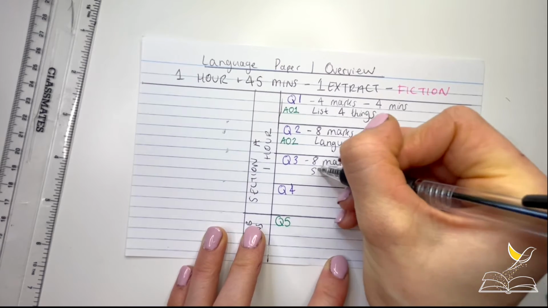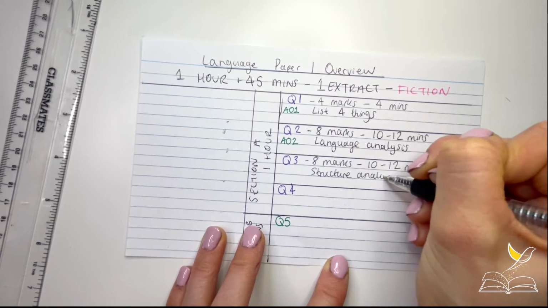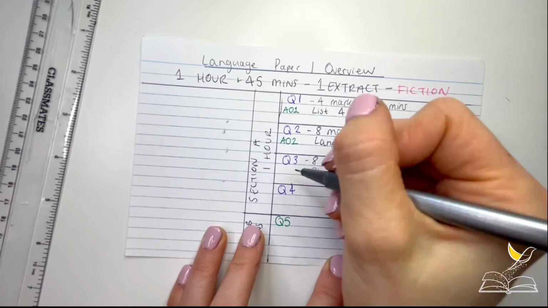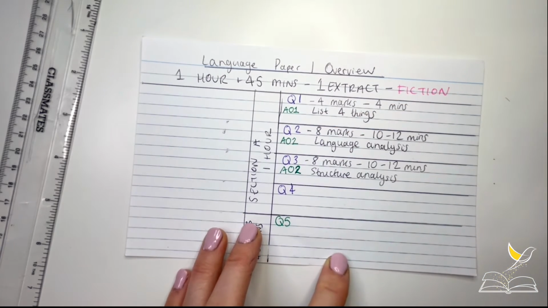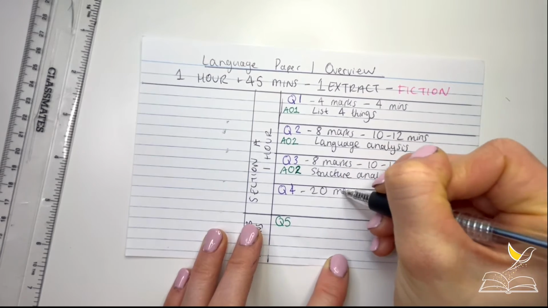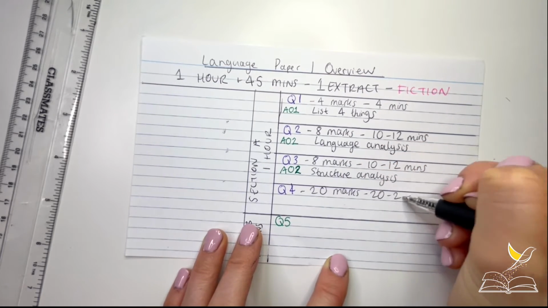You'll also notice that I'm adding the AO number next to each question, which is the assessment objective that it assesses. If this doesn't mean anything to you at this point, don't worry, because I'll explain it for each question. So feel free to add it in or leave it out if you prefer.